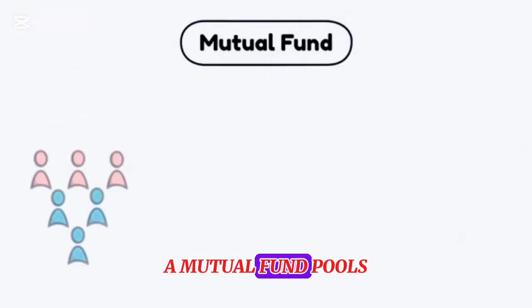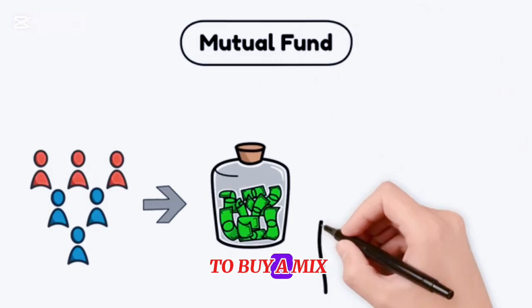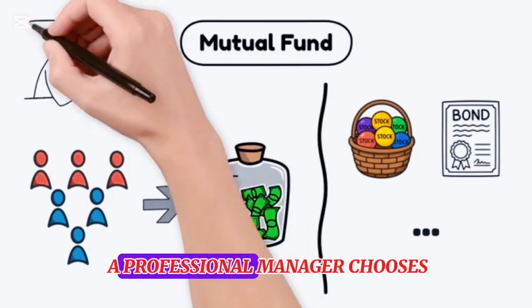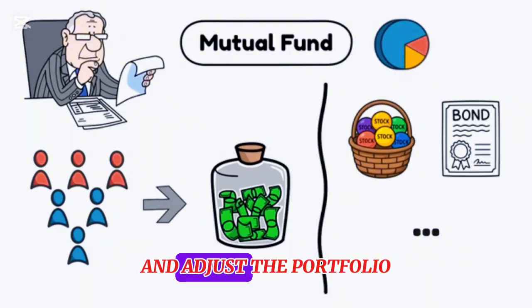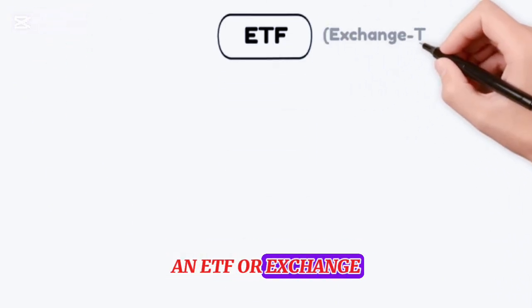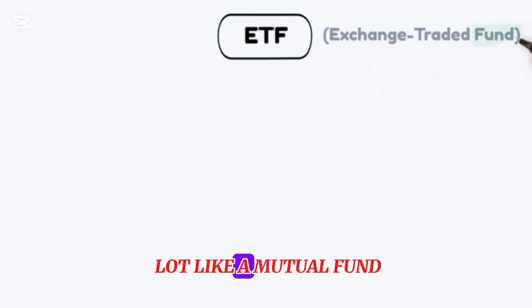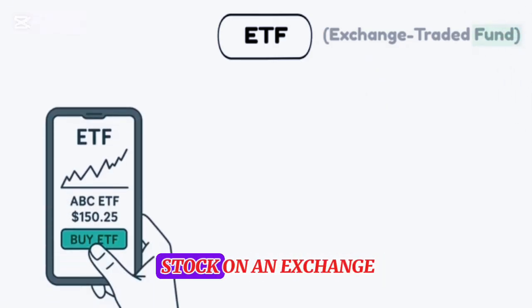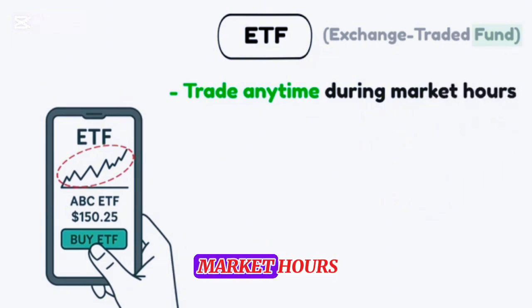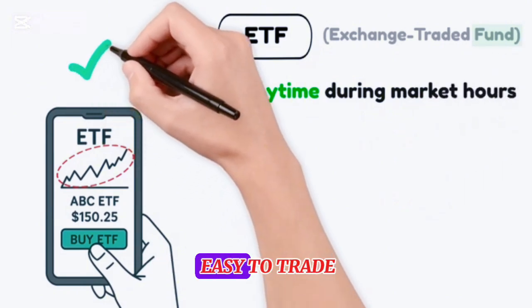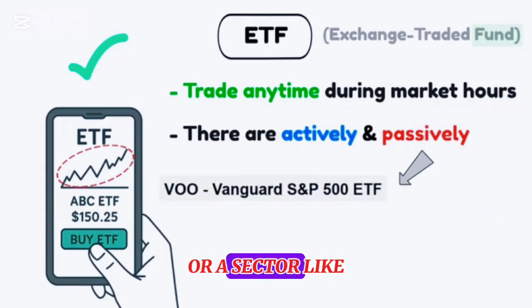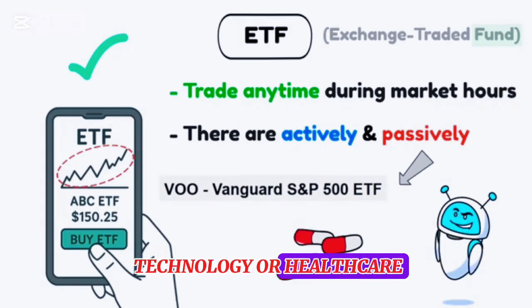A mutual fund pools money from many investors to buy a mix of stocks, bonds, or other assets. A professional manager chooses the investments and adjusts the portfolio over time. An ETF, or exchange-traded fund, works a lot like a mutual fund, but trades like a stock on an exchange. You can buy or sell at any time during market hours, making it flexible and easy to trade. Many ETFs track a whole market index or a sector, like technology or healthcare.